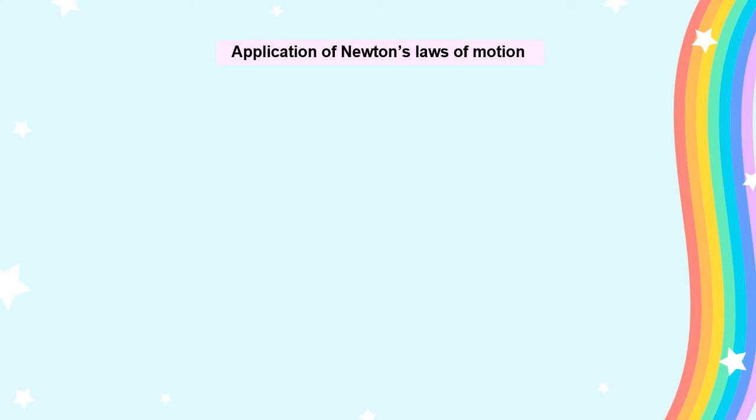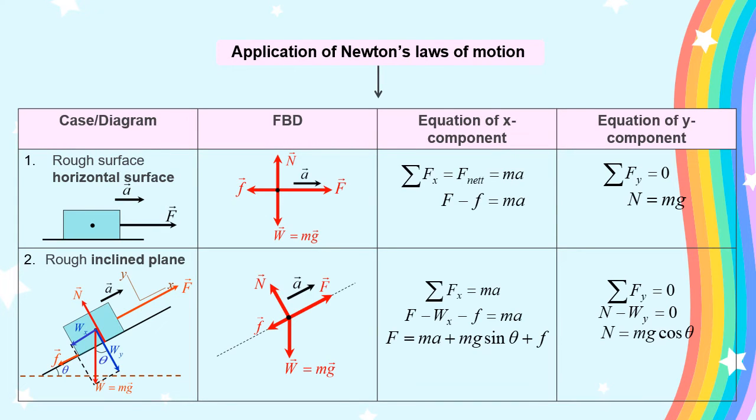These are a few applications of Newton's laws of motion. I want to discuss two cases here. The first case is an object moving on a rough horizontal surface. Let's say this object is being pulled to the right. So the direction of the motion or acceleration is to the right, following the external force. For the rough surface, there is a frictional force acting on the object, opposite to the motion.